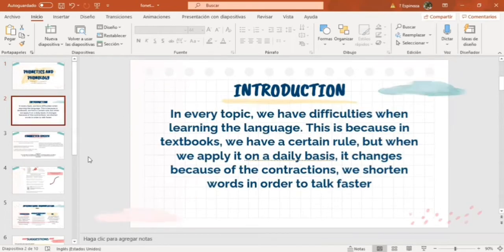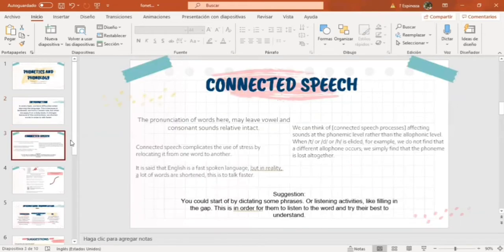Introduction. In every topic, we have difficulties when learning the language. This is because in textbooks, we have a certain rule, but when we apply it on a daily basis, it changes. Because of the contractions, we shorten words in order to talk faster. Let's start with the first topic, which is connected speech.